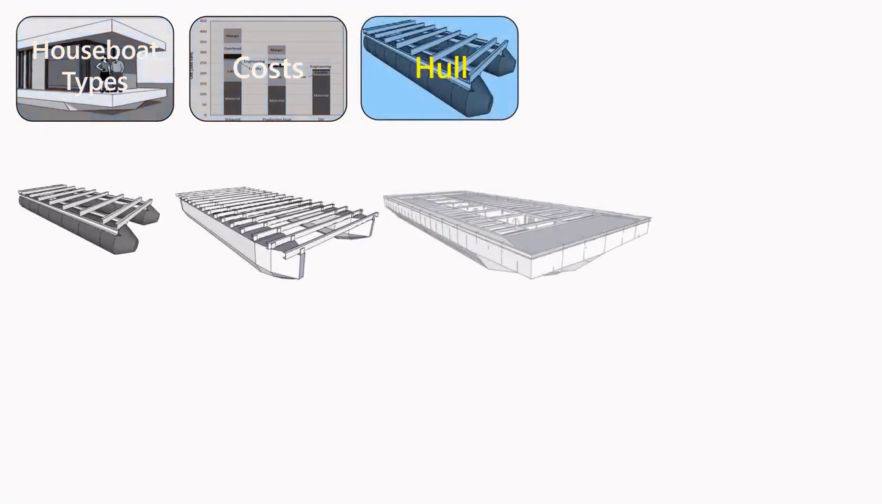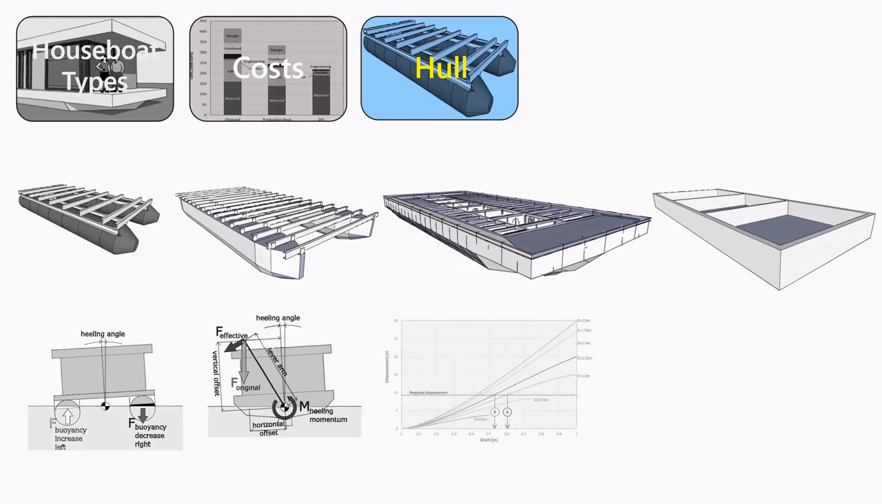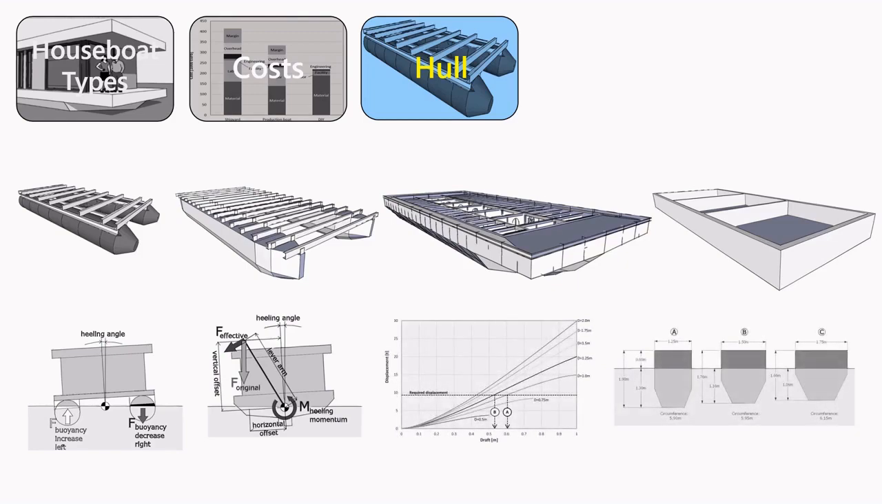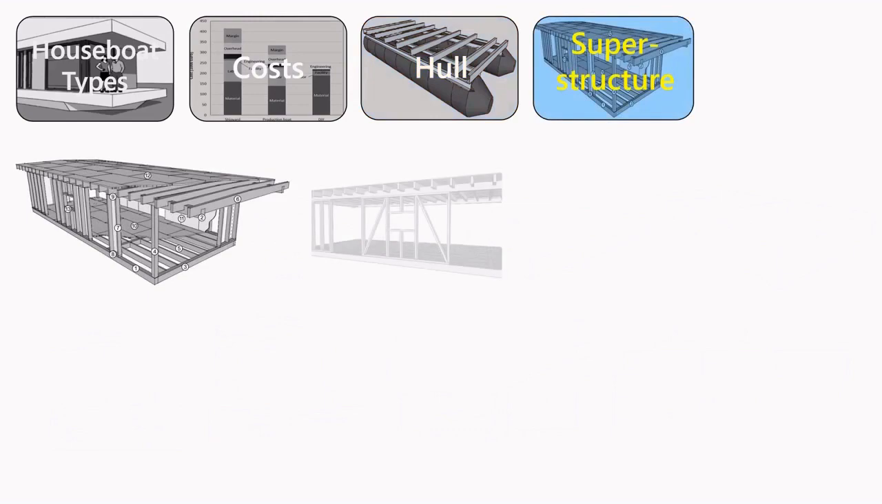The hull. There's so many different materials, shapes, monohull, catamaran. And we want to calculate how much it will heel when people move around. How stable is it? How much volume do we need in that hull to float the boat at the right height? And what shape is ideal? How do we make best use of material?